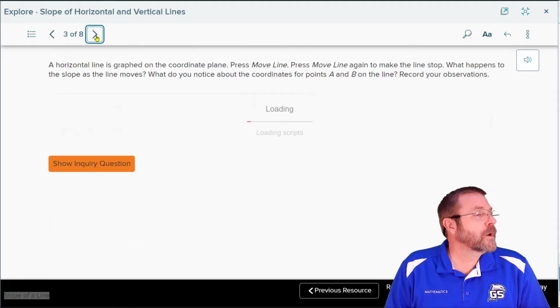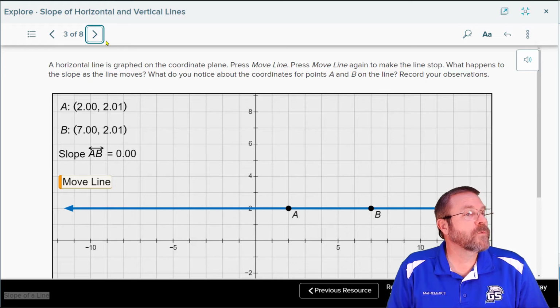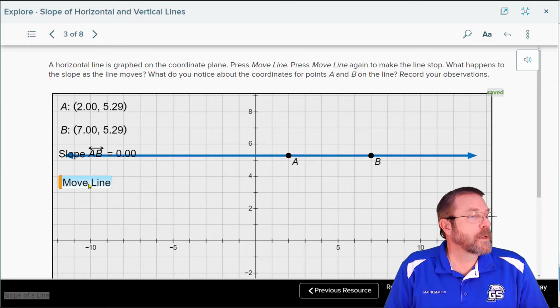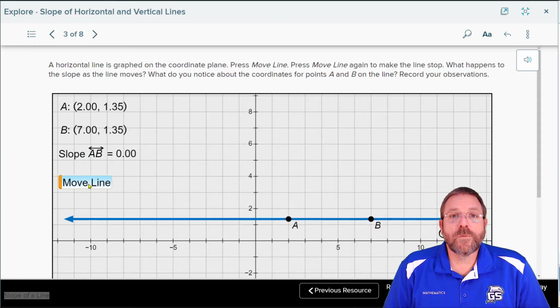Now, from there, let's see what it says this time. The horizontal line is graphed. We're going to move the line and see what happens when the line moves. What do you notice about points A and B? All right, so we're going to move the line, and it doesn't matter if you go up or down on that. Does the value of the slope change?